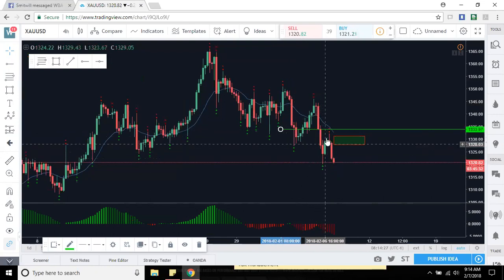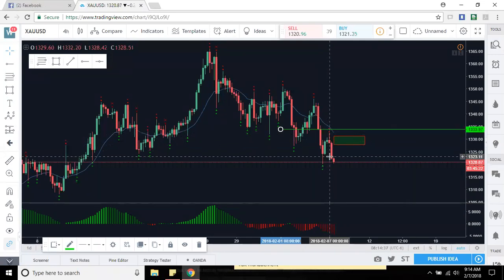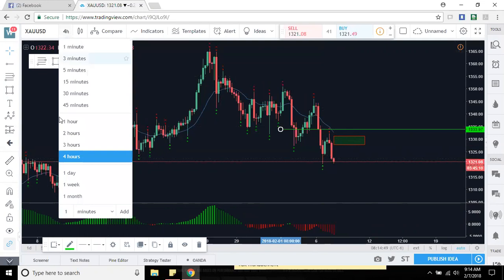So upon this pullback, you got this lower high right here. So I would go from this high, well, I can't necessarily go from this high to this low yet because it's not formed an inside correction just yet. You see what I mean? On the 4 hour, that is.